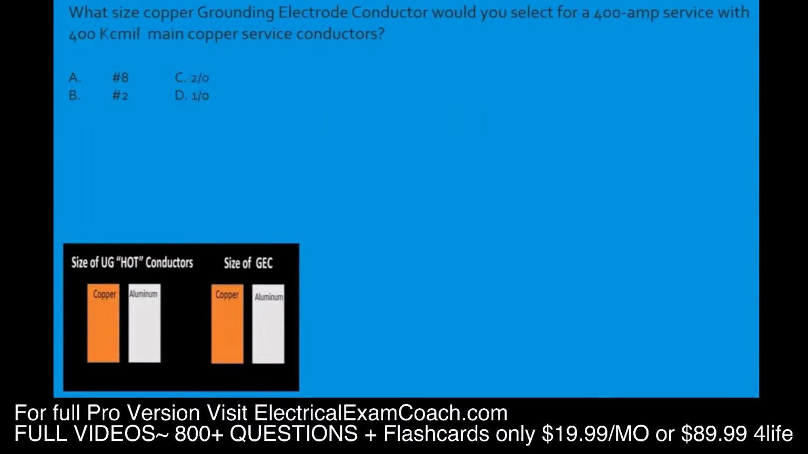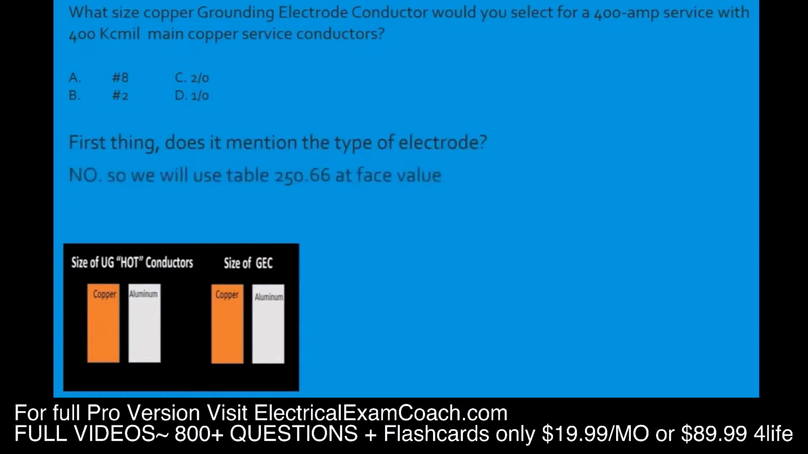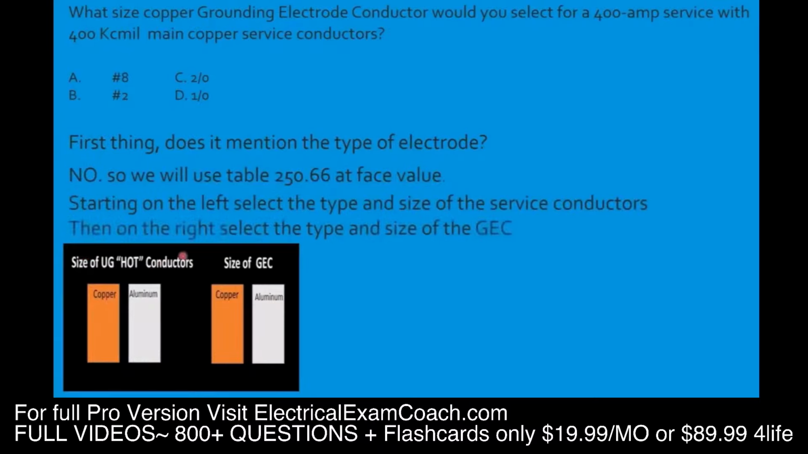What size copper grounding electrode conductor would you select for a 400 amp service with 400 kcmil main copper service conductors? First thing, does it mention our type of electrode? No, so we're going to use Table 250.66 at face value. Starting on the left-hand side, selecting the type and size of our service conductors, in this case it's copper. Then when we cross over, we're also going to be selecting from the copper side, and we're going to select a 1/0. Great job.